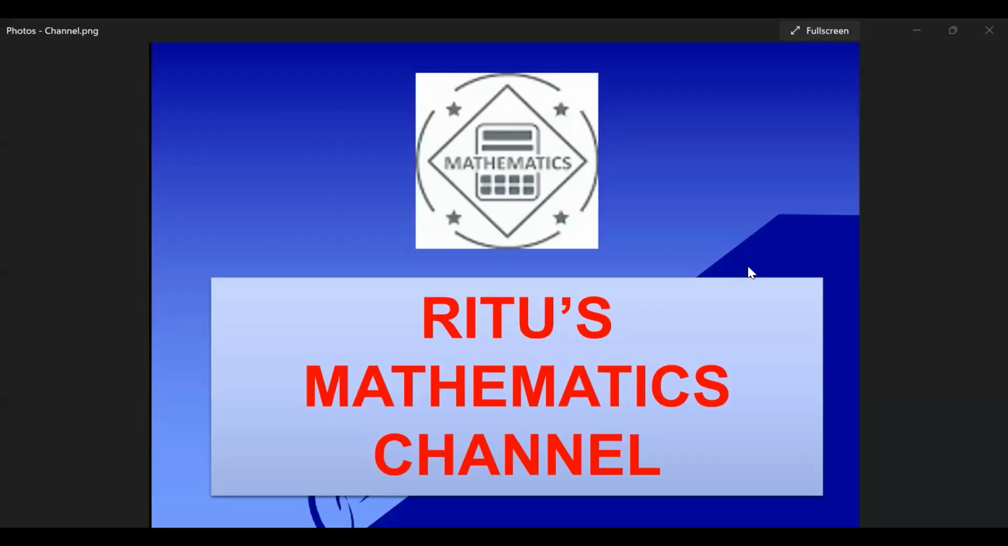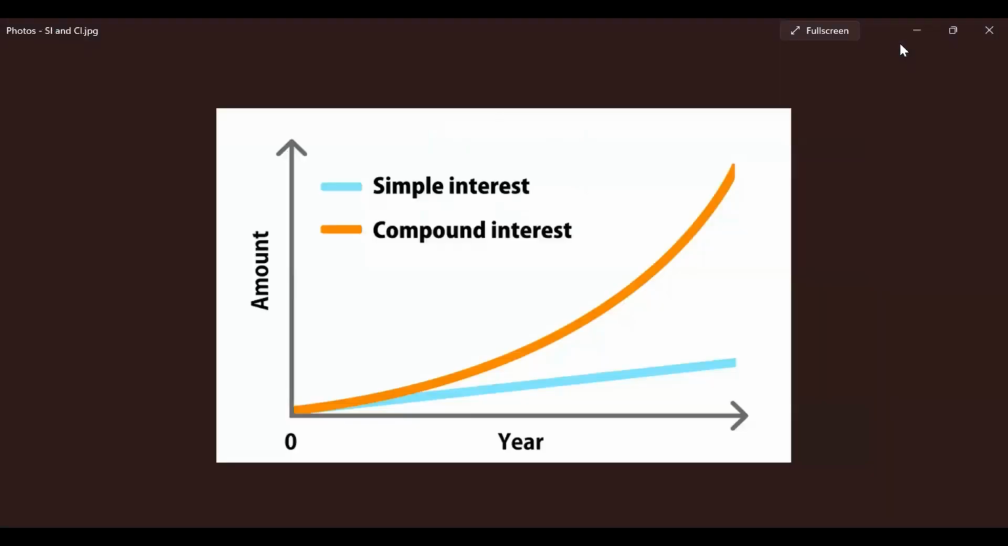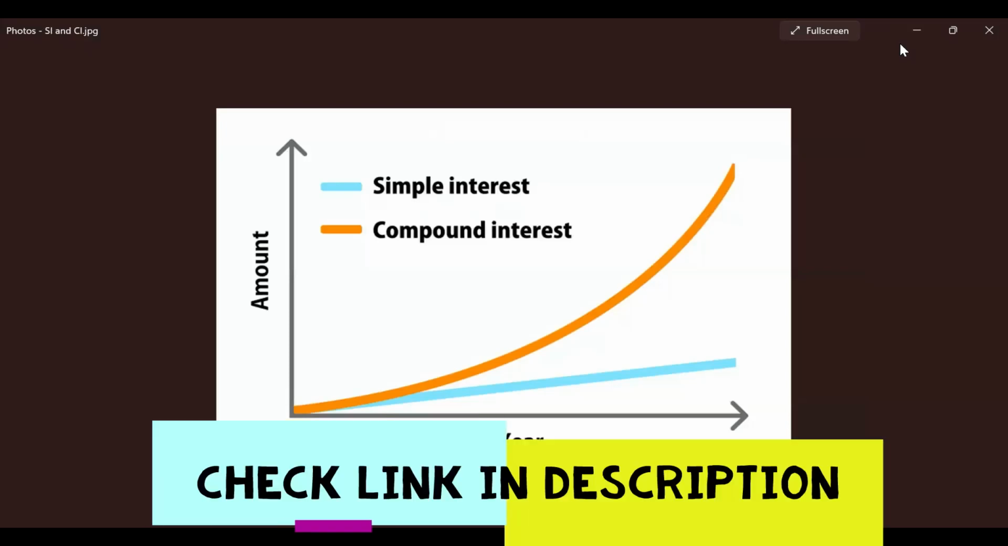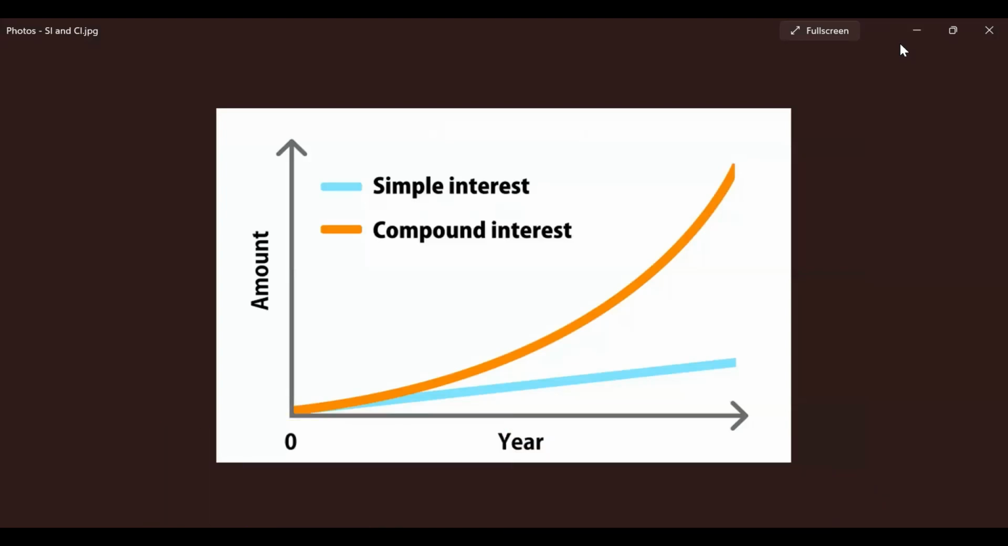So in this video we are going to discuss the concept of compound interest. So you can see the simple interest and compound interest. I have already made a video in which you can get the concept related to it, what is the difference between both. I'm sharing that link in the description box to check out what is the actual difference between both. So in this video I'll just discuss the compound interest part.